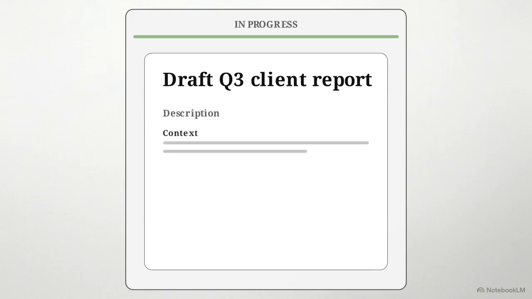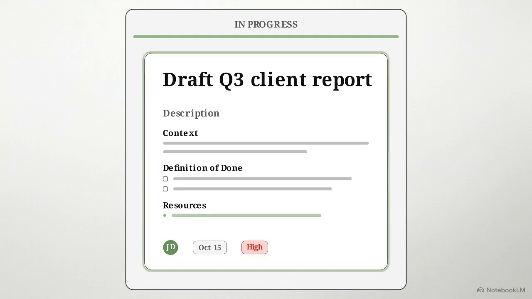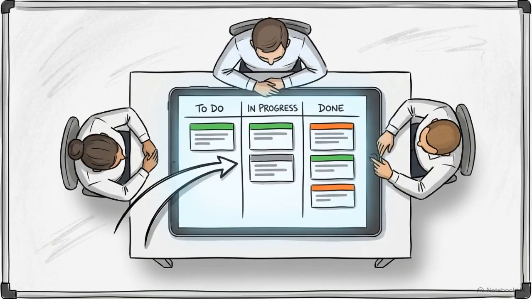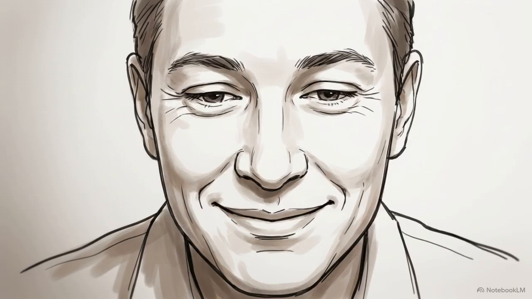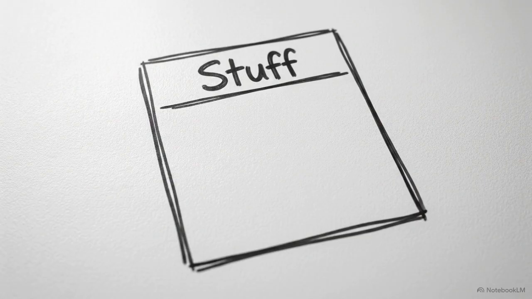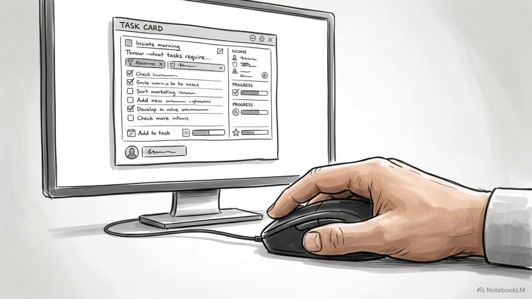Notice the difference. We've updated to an action-oriented title, Draft Q3 Client Report, followed by a brief description that details the specific, measurable output expected. Anyone scanning the board can read that title and instantly know the goal. Incomplete cards create ambiguity. Clear descriptions eliminate confusion before the work even begins.